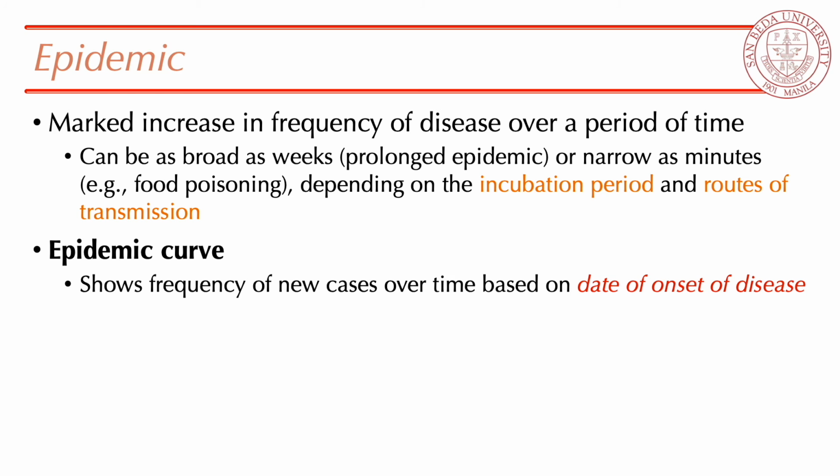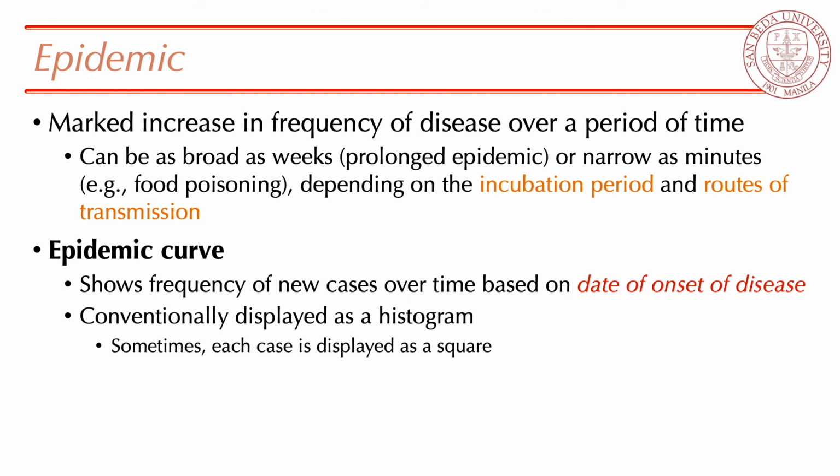Now, the shape of the curve in relation to the incubation period for a particular disease can give clues about the source. Now, epidemic curves are conventionally displayed as histograms, as I briefly mentioned earlier on. Now, in some instances, a single case is displayed as a square, and the investigator stacks these squares on top of each other in the graph if they occurred on the same day. Now, this makes it visually easier to count the cases as long as the number of cases are small and the epidemic is only short-lived.